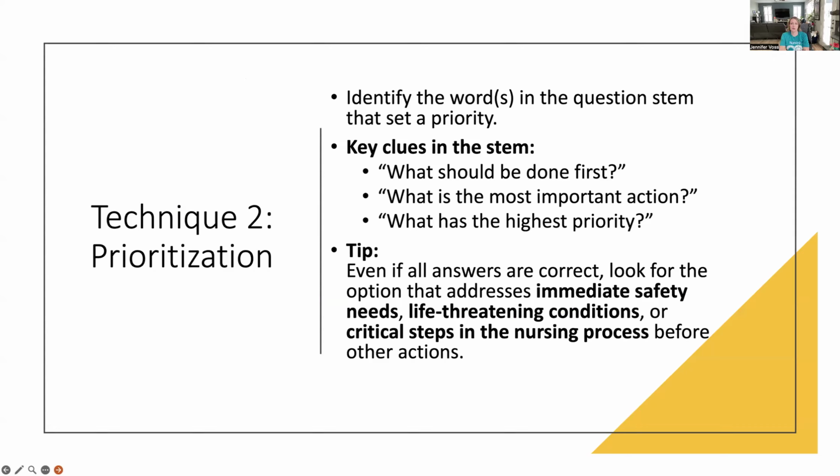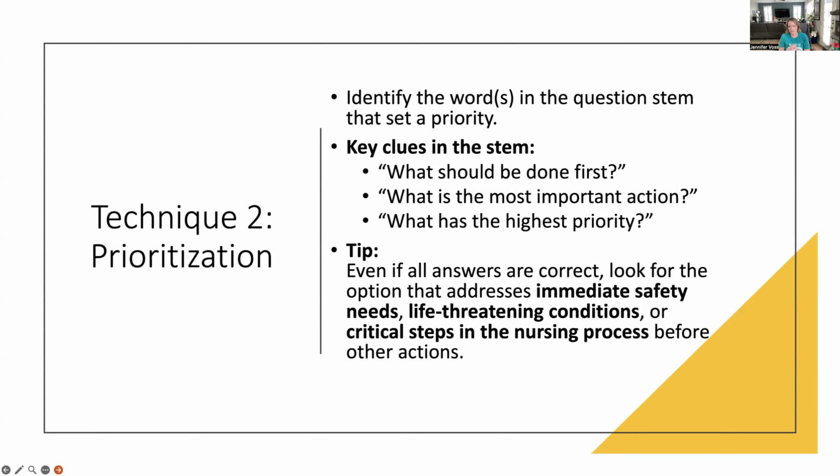So technique number 2 is prioritization. This is another question type where we potentially have more than one correct answer. It's looking for what we should do first. What's the most important thing we can do? Which of these answer options has the highest priority? Again, all of our answers could be correct, but we're looking for the answer option that addresses immediate safety needs, anything that's life-threatening, or critical steps in the nursing process.